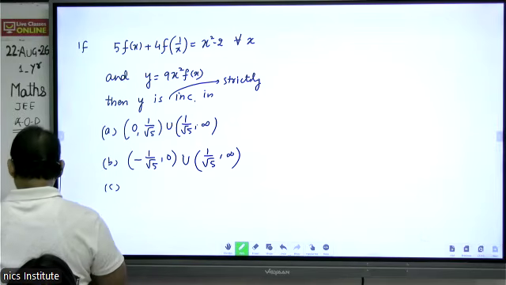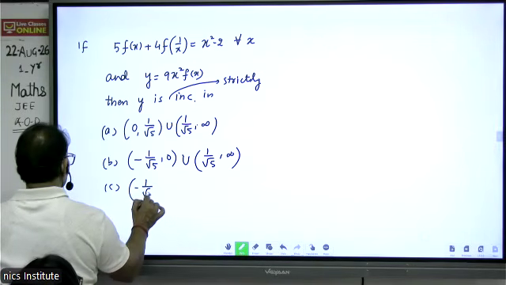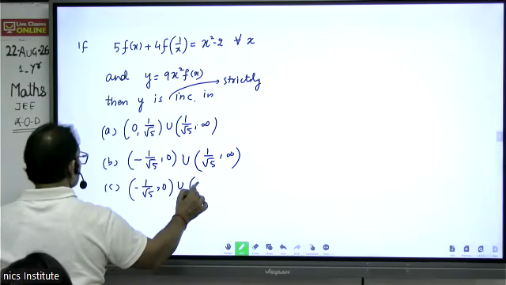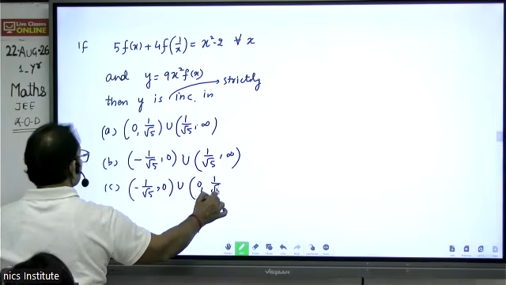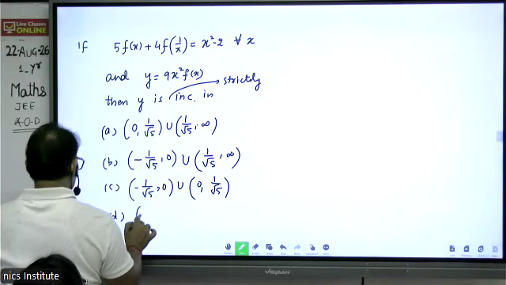क्वेश्चन पढ़ो, पता लगेगा तुम्हें. पता लगा? You know the difference between increasing and strictly increasing? Hmm?